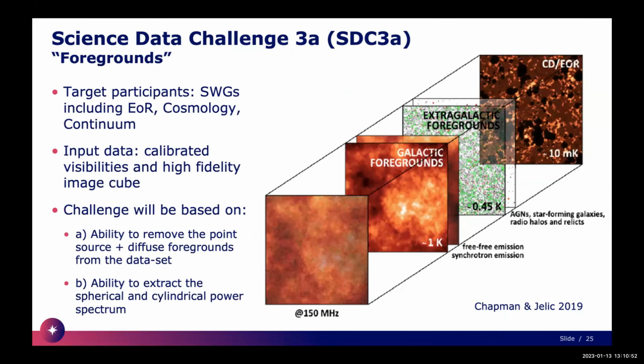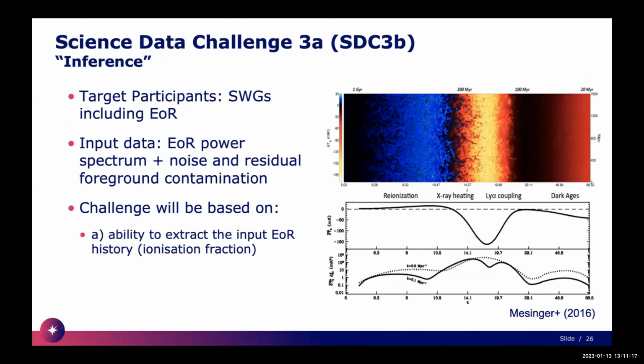So the first part, the part of the challenge that's currently running, as I say, is based on foregrounds. So we have again simulated the data for this challenge based on background EoR signal, galactic foregrounds, extragalactic foregrounds. And the next part of this data challenge will be based on the power spectra and inferring cosmological parameters from it.